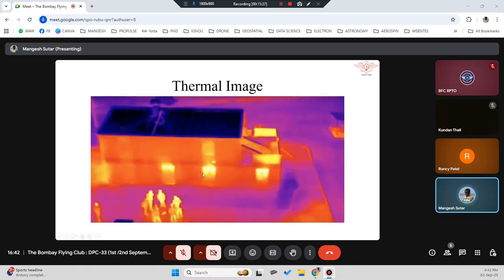Again, thermal images. We have seen this type of image in earlier slides, where we can see the difference in temperatures being captured and the image is created.